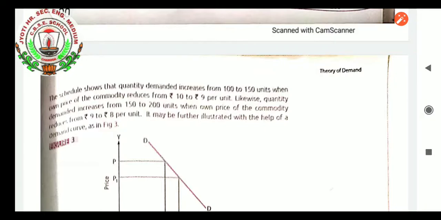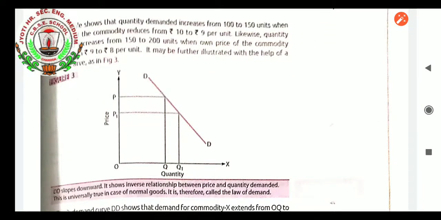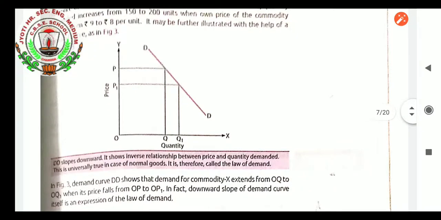It may be further illustrated with the help of a demand curve as in figure number 3. What we state here is that DD slopes downward. It shows an inverse relationship between price and quantity demanded. This is universally true in the case of normal goods. It is therefore called the law of demand.